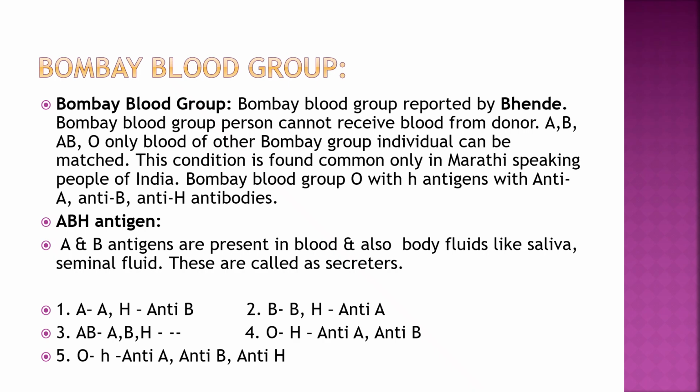But in O group, if it is O positive, then both anti-A and anti-B antibodies are seen and there is no antigen. In OH, that is the Bombay blood group, anti-A, anti-B and anti-H antibodies are seen because the H antigen is not there. So if O group blood is given to a patient who is Bombay blood group, then this anti-H antibody will react with the H antigen present in the patient and there will be lysis of the blood. So a Bombay blood group patient should get a Bombay blood group donor.